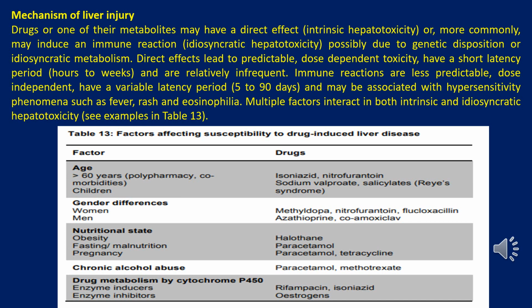Drugs or one of their metabolites may have a direct effect, intrinsic hepatotoxicity, or, more commonly, may induce an immune reaction, that is idiosyncratic hepatotoxicity, possibly due to genetic disposition or idiosyncratic metabolism. Direct effects lead to predictable, dose-dependent toxicity, have a short latency period, that is hours to weeks, and are relatively infrequent. Immune reactions are less predictable, dose-independent, have a variable latency period, that is 5 to 90 days, and may be associated with hypersensitivity phenomena such as fever, rash and eosinophilia.